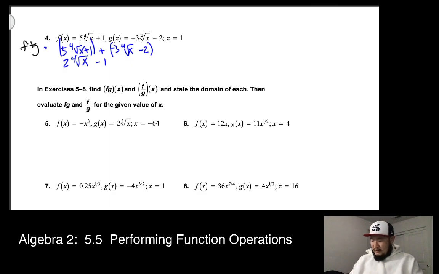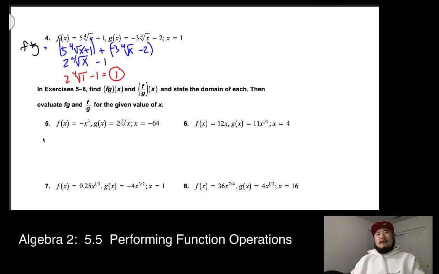The question now says, let's go ahead and evaluate when x is equal to 1. And that ends up equaling, the fourth root of 1 is 1, times 2 is 2, 2 minus 1 is 1. And there you go.